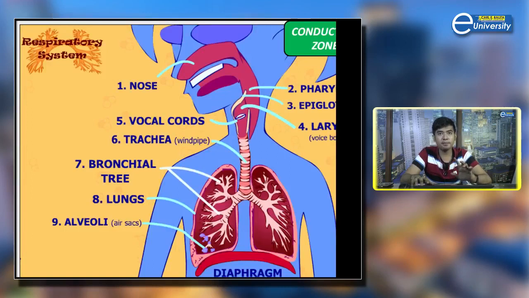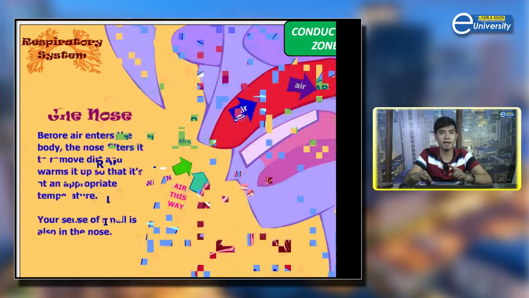So the respiratory system conducting zone starts, of course, with the nose, followed by the pharynx, and then we have the epiglottis. So again, the epiglottis is a leaf-like structure that covers the trachea and the esophagus. So when we are eating, the epiglottis will cover the trachea, but when we are inhaling, the epiglottis will cover the esophagus to avoid air passing through the esophagus and avoid food passing through the trachea, followed by the larynx, vocal cords, and the windpipe.